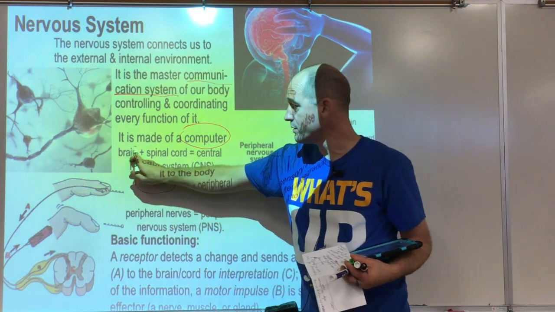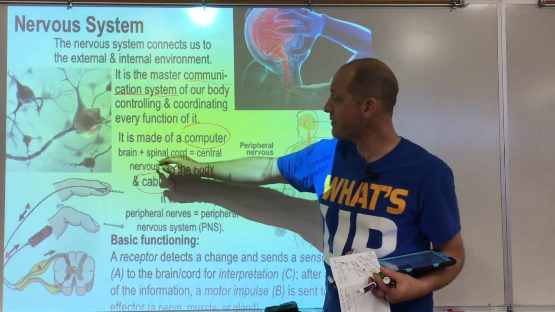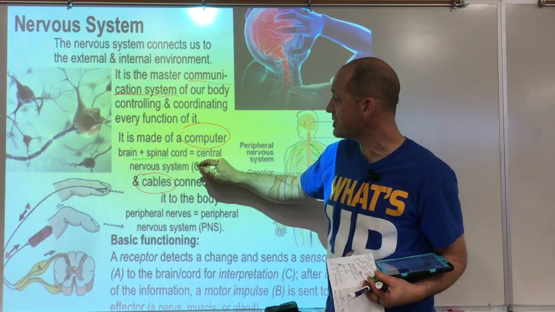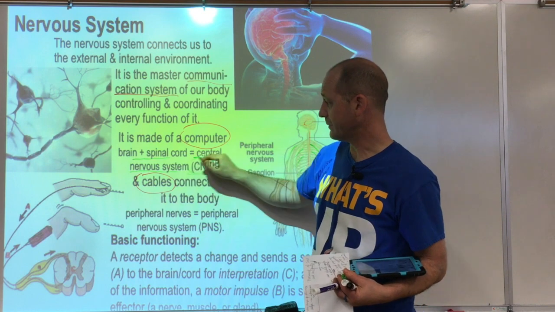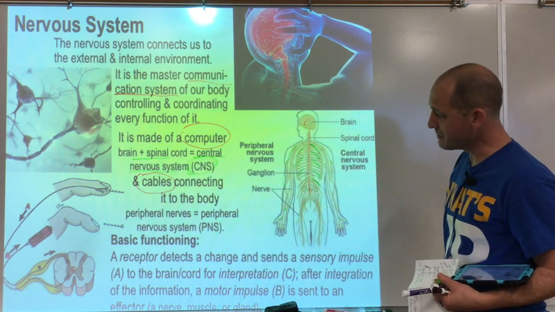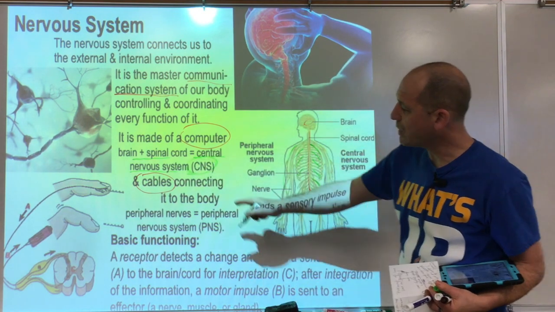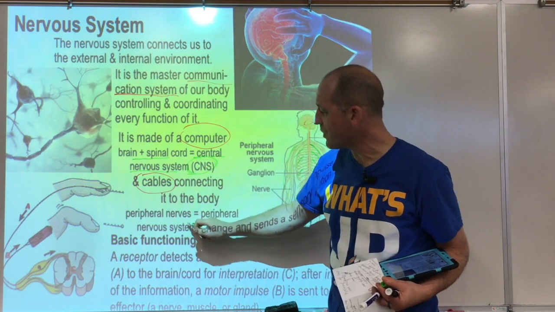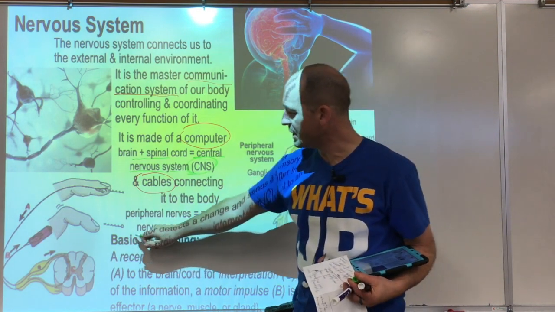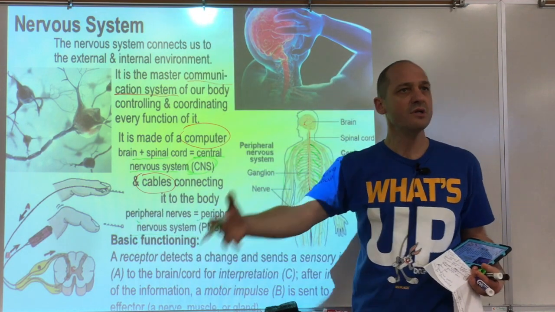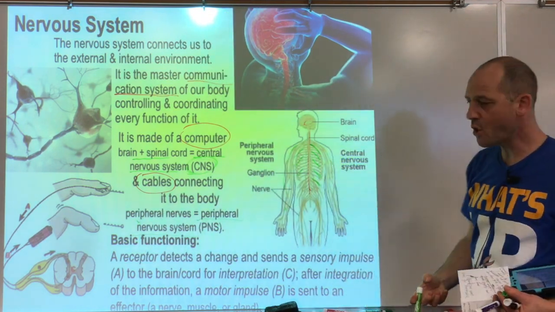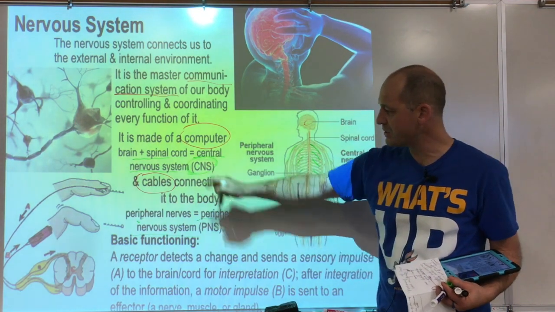Brain and spinal cord together, we call those two the central nervous system, CNS. Central nervous system, as compared to the cables, we call that the peripheral nervous system, because those are the cables on the periphery, on the outside of the center. So the core is the center.